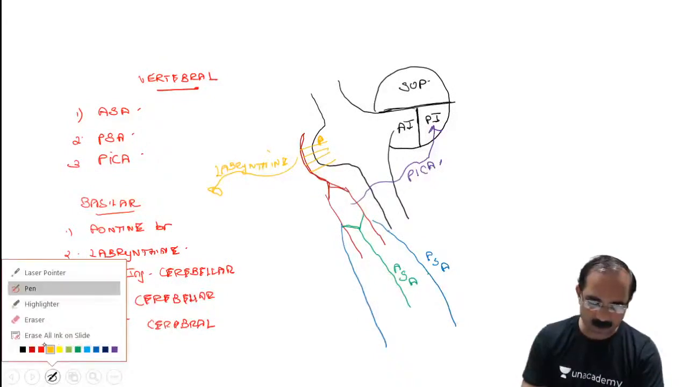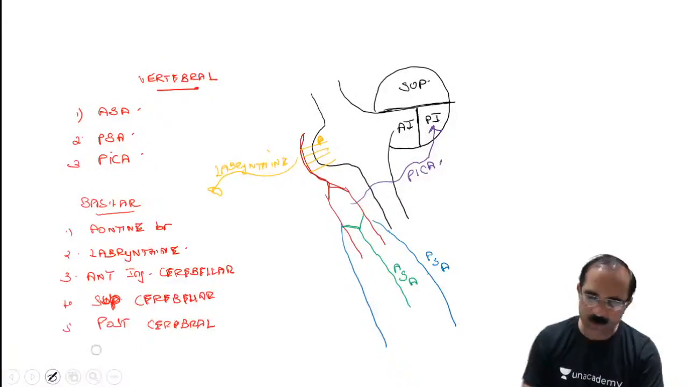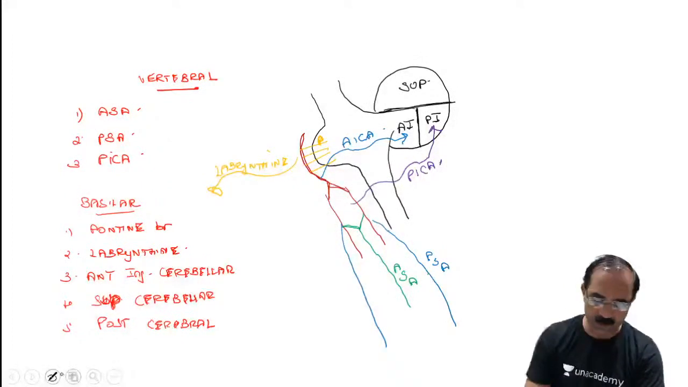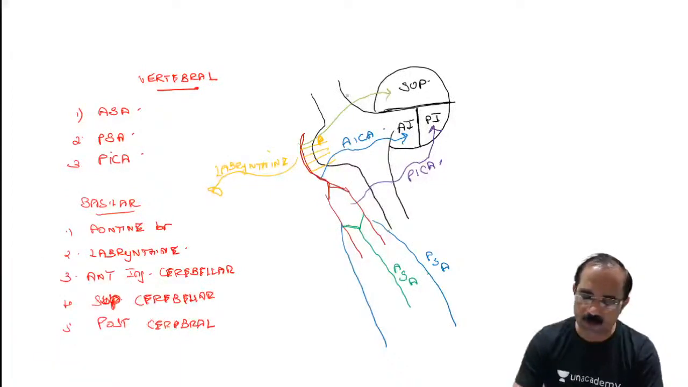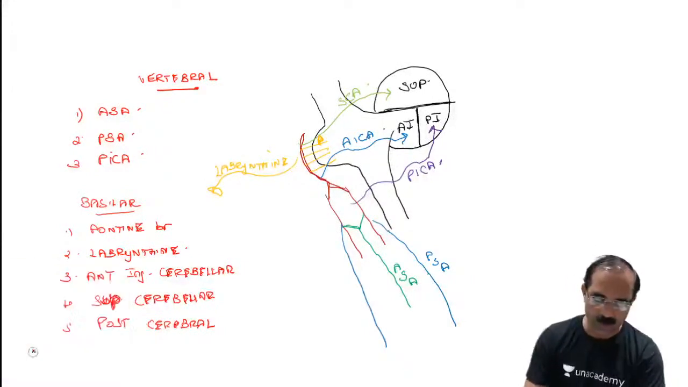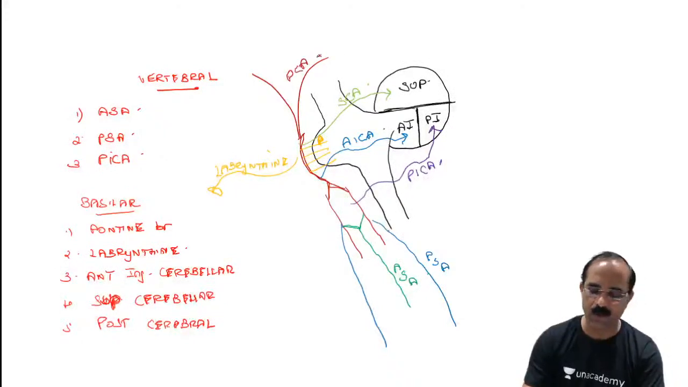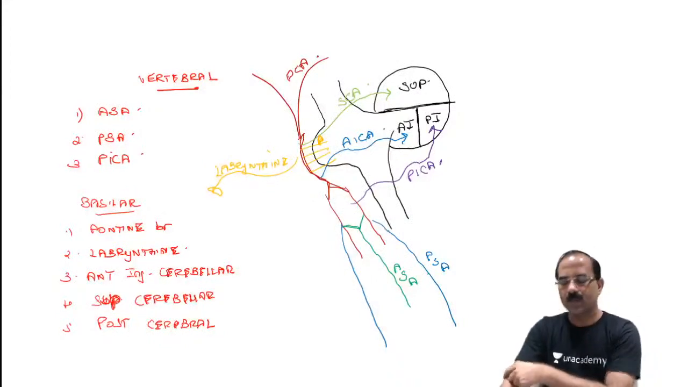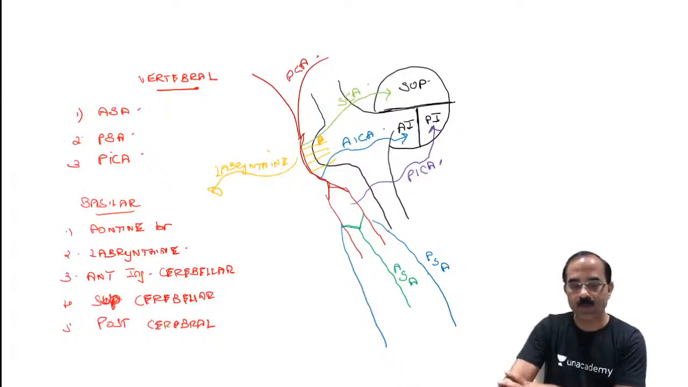Then an artery which is going to supply this. What is this? This is the anterior inferior cerebellar artery. Then what is this artery going to be? This is the superior cerebellar artery. And two terminal branches by the name of posterior cerebral arteries. Just remember it like this. Many MCQs come on this.